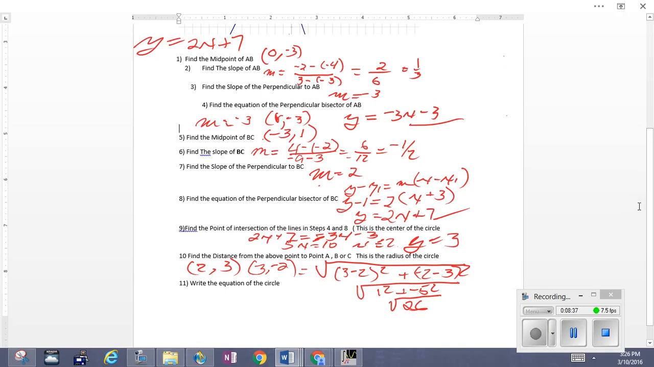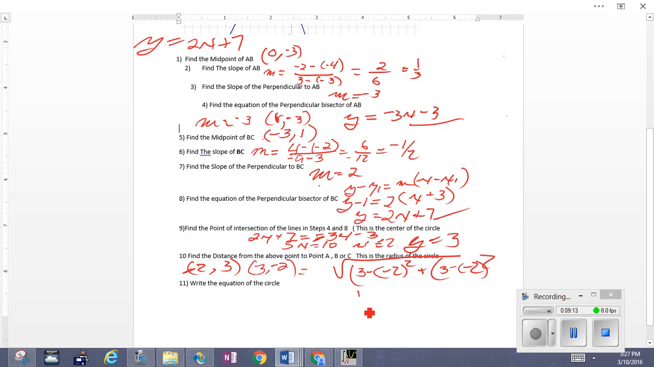Let's just double check this. I've got my point up here, I'm sorry, I make this mistake again, it is negative 2. So I have to correct this, and that's negative 2. So my distance for my radius is 3 minus a negative 2, squared, plus 3 minus a negative 2, squared. So that's 5 squared and 5 squared, which is going to be the square root of 50.